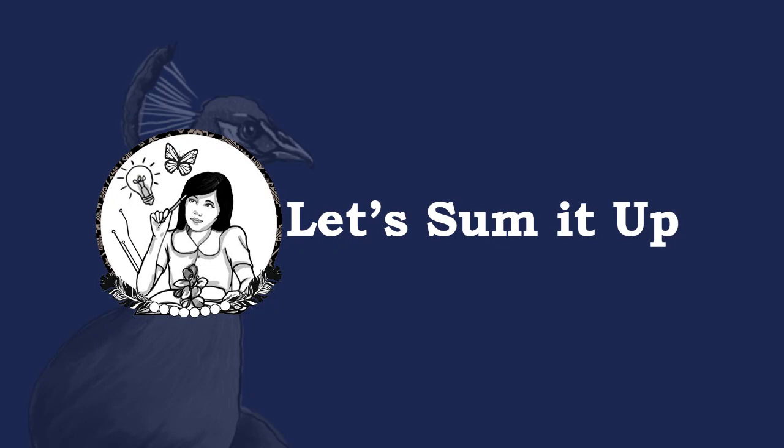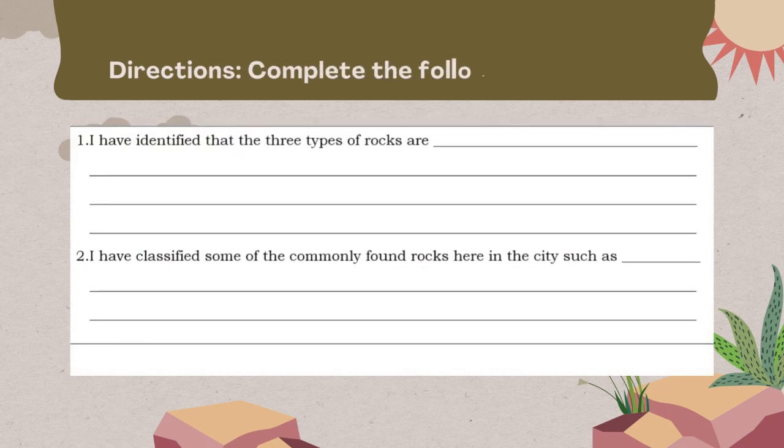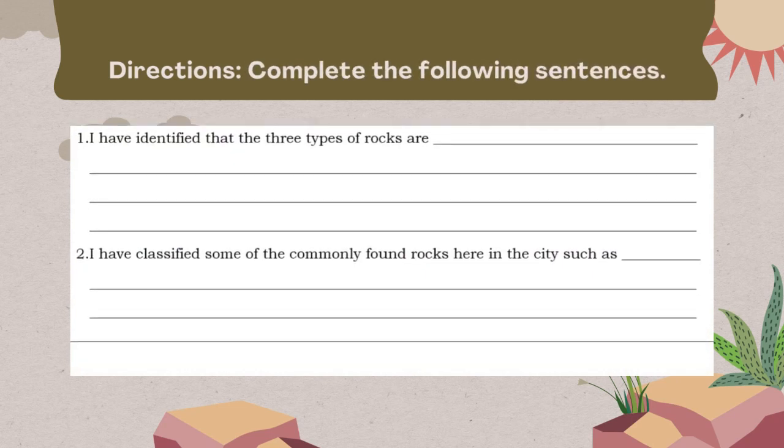Now that you are almost done, let us check our set learning outcomes by sharing and completing your thoughts as you follow the sentence cue. May I request to write your answer on your notes. You have 30 seconds to write your answer. 1. I have identified that the 3 types of rocks are. Number 2. I have classified some of the commonly found rocks here in the city, such as.